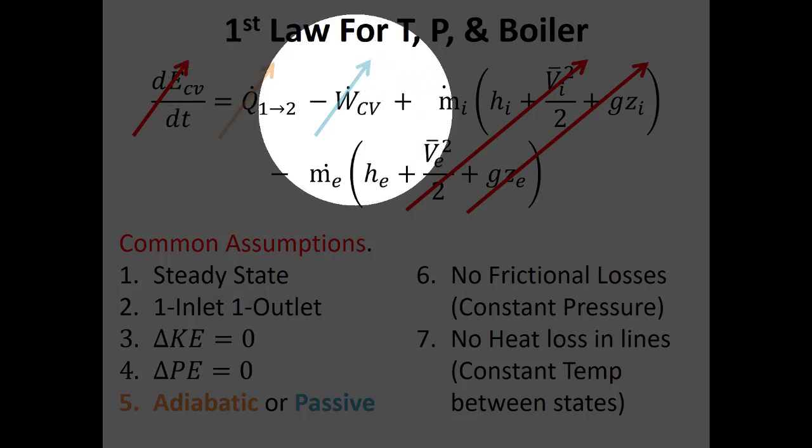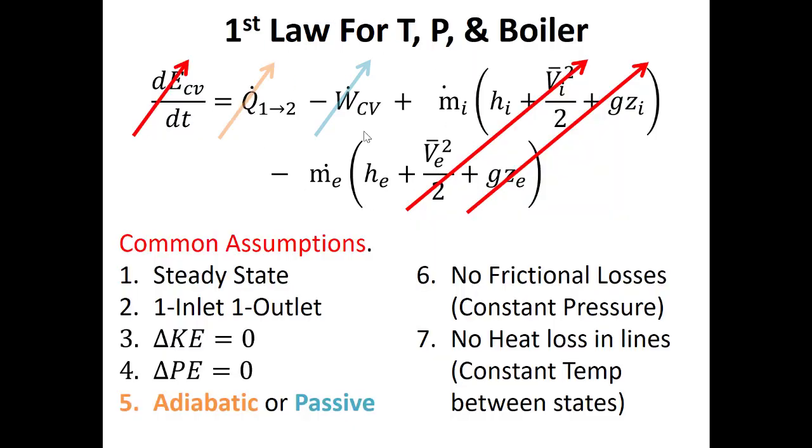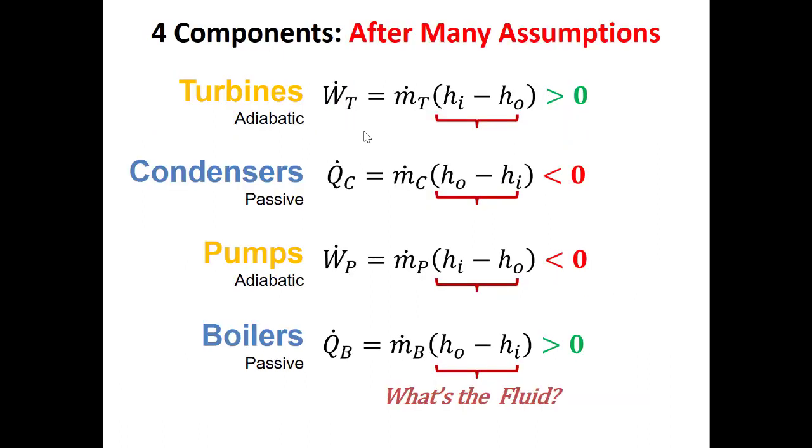But then I'd also say that the boiler and the reheat process are passive, or that they have no power. If that's the case, then I'll get these expressions, which hopefully are starting to feel pretty familiar. So my turbine power is going to be m dot times h in minus h out. My pump power is going to be m dot times h in minus h out. And if I'm trying to find a heat rate, whether it's from the boiler or from the hot side of the condenser, it's going to be m dot times h out minus h in.